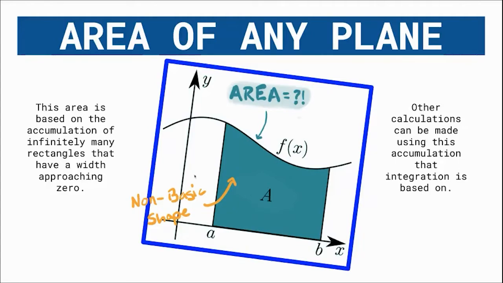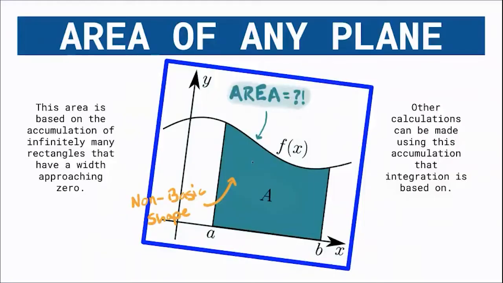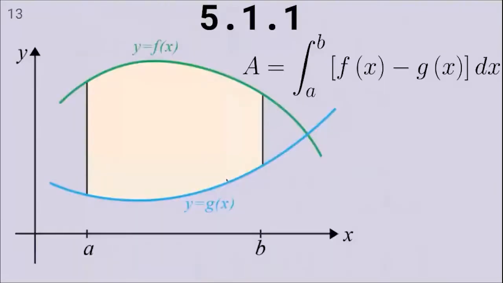So the fact that you can add up infinitely many, infinitely thin rectangles offers applications on other things, so that we can use this fact on. And the first one is the area between graphs. So this is just the area under a graph. So here's f of x, the area underneath. But what about the area between?